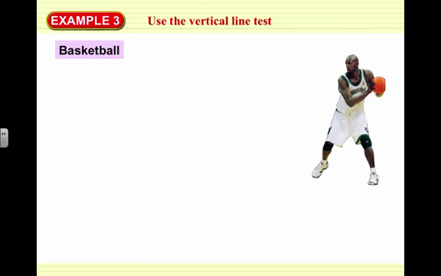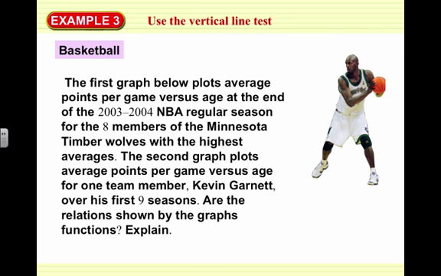So we're going to use the vertical line test in a basketball example. The first graph below plots average points per game versus age at the end of the 2003-2004 NBA regular season for the 8 members of the Minnesota Timberwolves with the highest averages. The second graph plots average points per game versus age for one team member, Kevin Garnett, over his first 9 seasons. Are the functions shown by the graph, or the relations shown by the graph's functions?